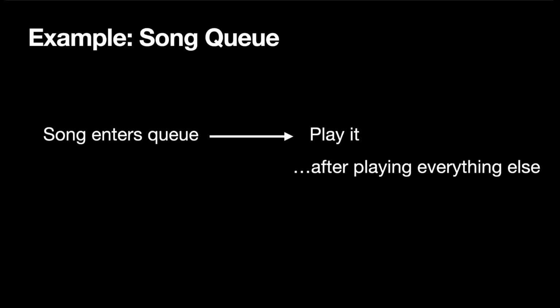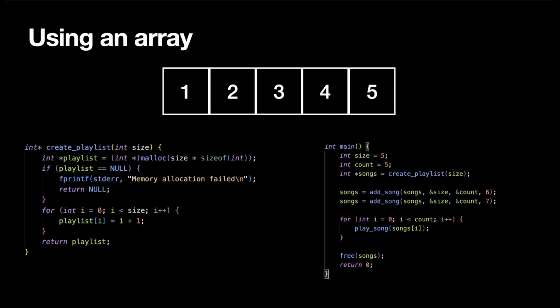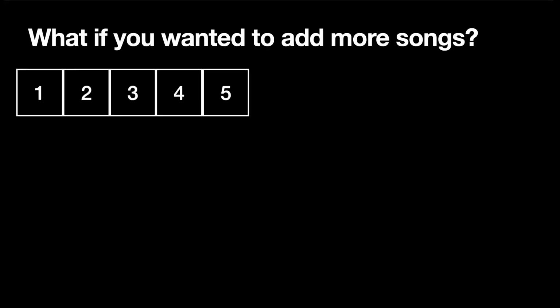Let's look at an example, one where you're building a queue of songs. It's simple. A song comes in and you want it played in that specific order. Let's also, just for the sake of argument, use an array for this. It seems pretty straightforward. You define your array, you allocate however much space you feel is necessary for it, you populate it, and then iterate through each song, listening to each one. But what if you wanted to add more songs, even after you run out of space?